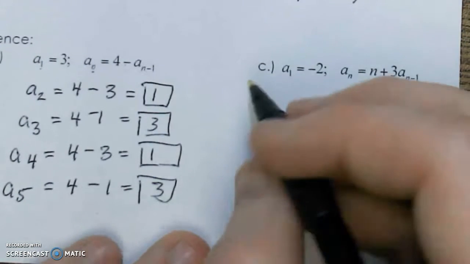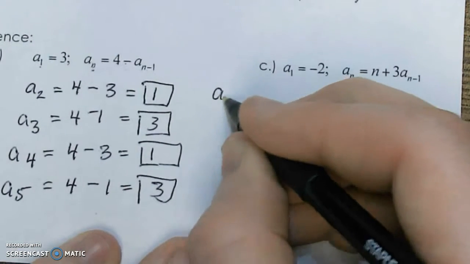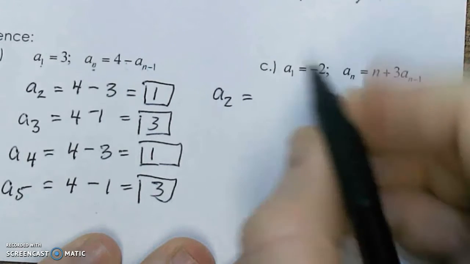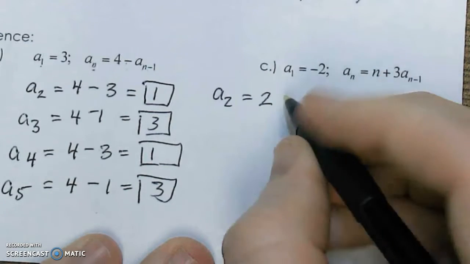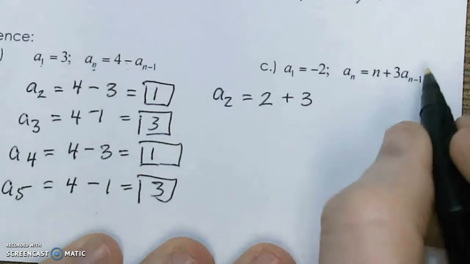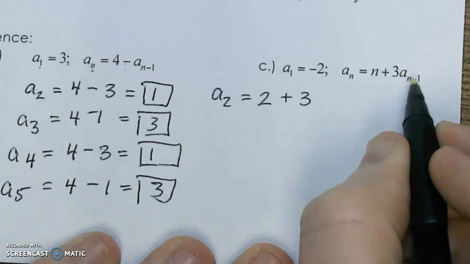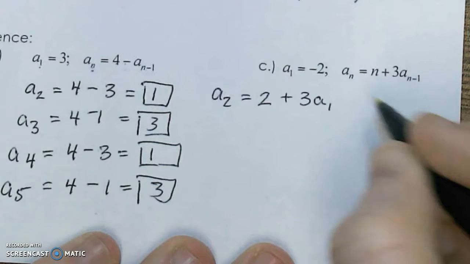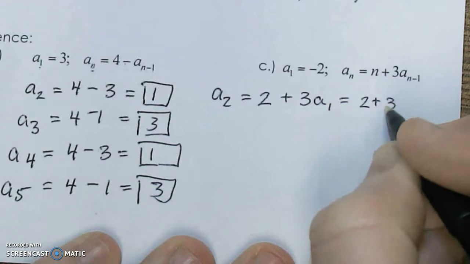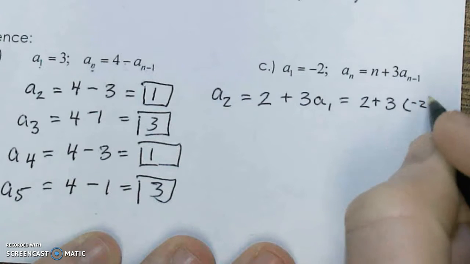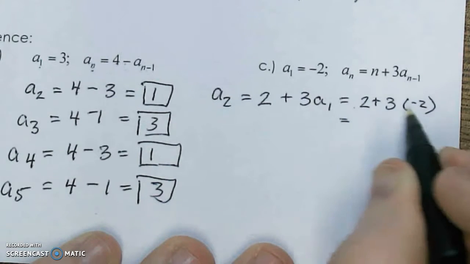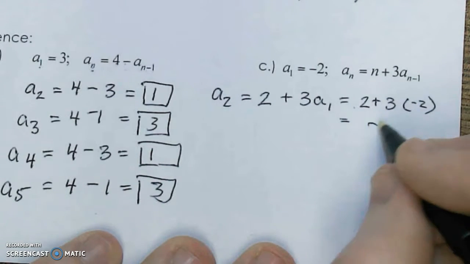So this one's a little different. A2, you plug in the 2 for n, and then plus 3, and then let's go ahead and write it in. If I plug in a 2 there, then I get A1. So that'd be 2 plus 3 times A1, which was negative 2. I'm getting 2 minus 6, so negative 4.